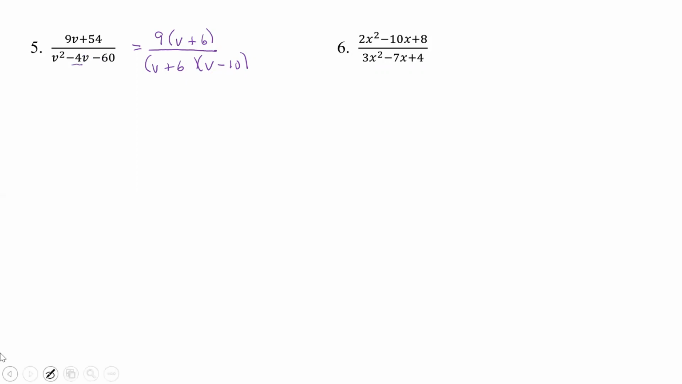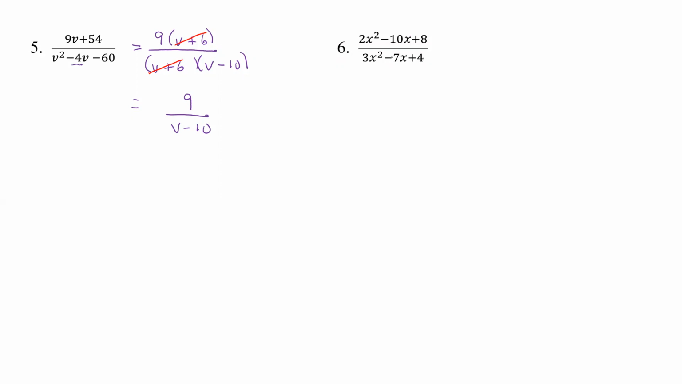And so now what I can do is cancel out my v plus 6, which is what I assumed was going to happen, and that gives me my final rational expression, which is going to be 9 over v minus 10, okay?